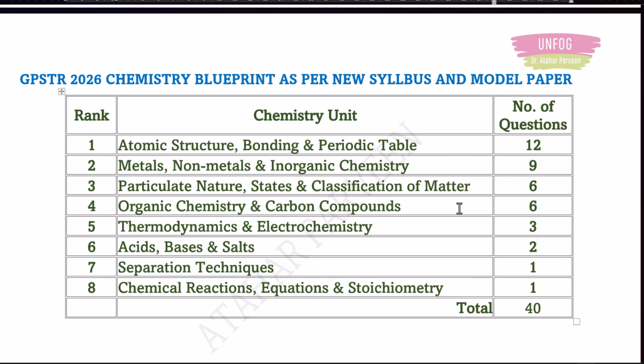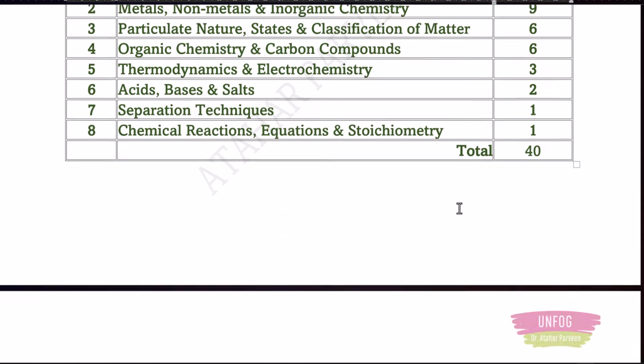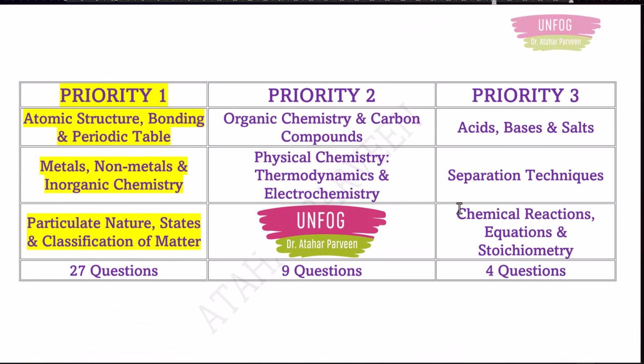Anyway, based on this blueprint, we can also easily tell now the priority chapters, right? So what is your first priority? Which are the chapters you should focus more on in chemistry now? You have to start with atomic structure, bonding and periodic table. Then go for metals, non-metals and inorganic chemistry. Then go for particulate nature, states and classification of matter. So this much is important for you, which is the first priority.